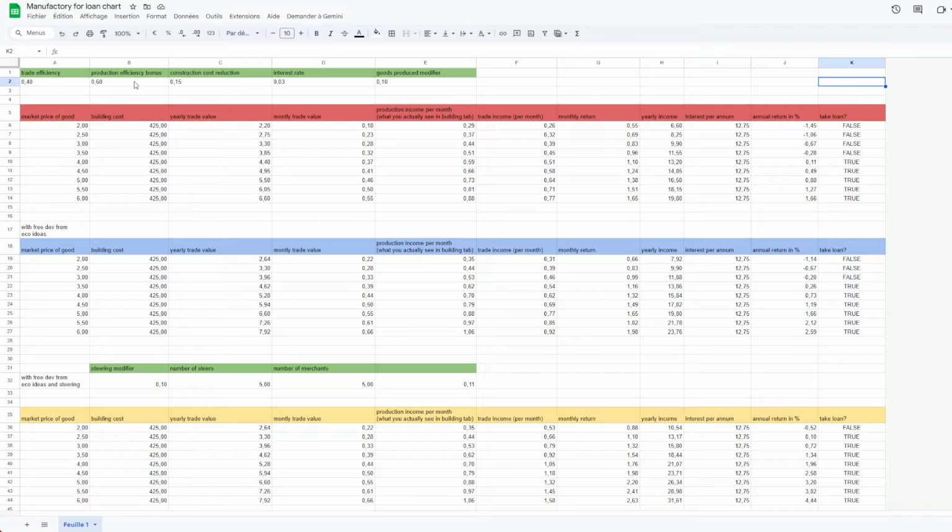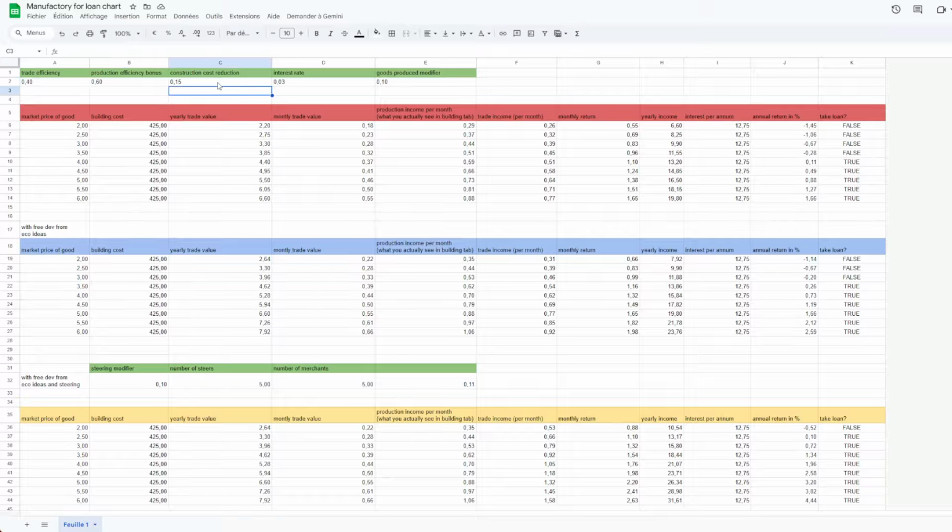For the production efficiency bonus, I imagine that you build a workshop in the province you have a manufactory in. It's a pretty good combination. And the other 10% are from economic ideas, but we can remove them, I guess. But without economic ideas, taking loans to build manufactories isn't an excellent idea anyway.